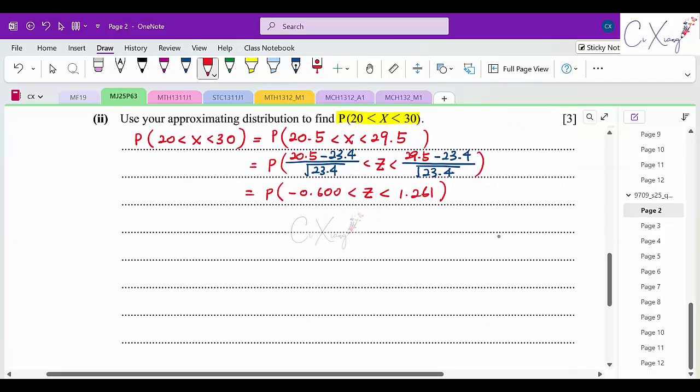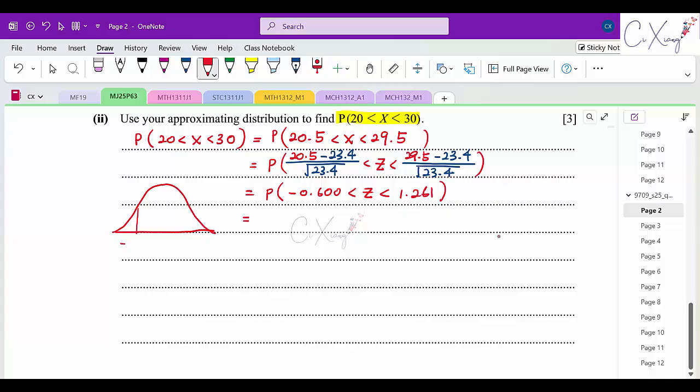Okay, and after that, how can I get the probability for this part? There are many ways for you to find the answer. I just want to show you what I usually do for the area here. I know that I want to find the area between negative 0.6 and 1.261. The shaded area is the area that I want to find, right? And now, I usually write it in this way. I try to figure out this area first from the table.